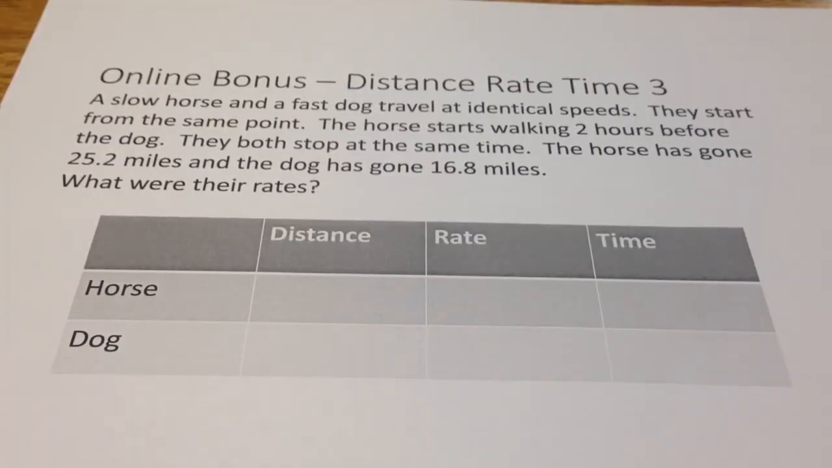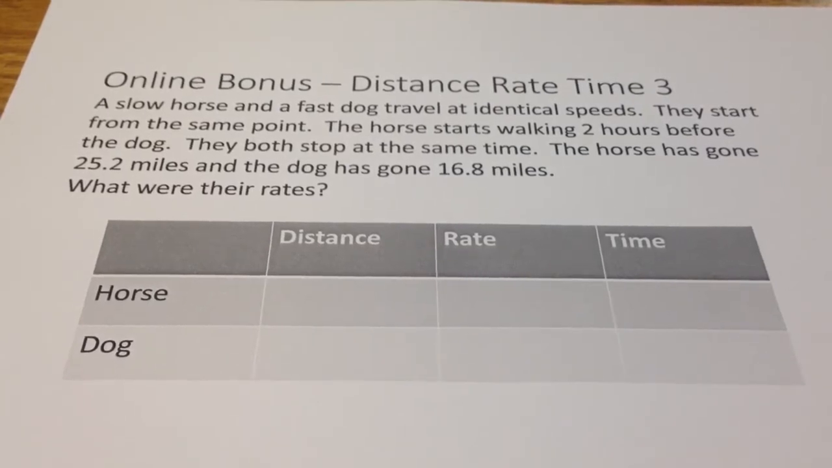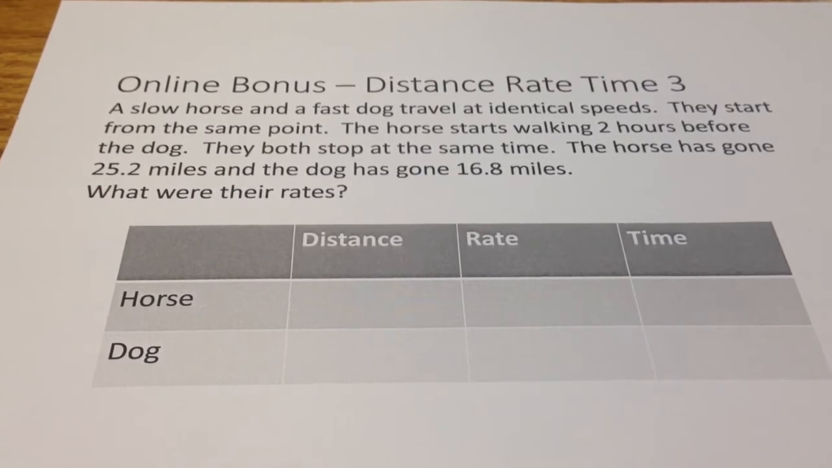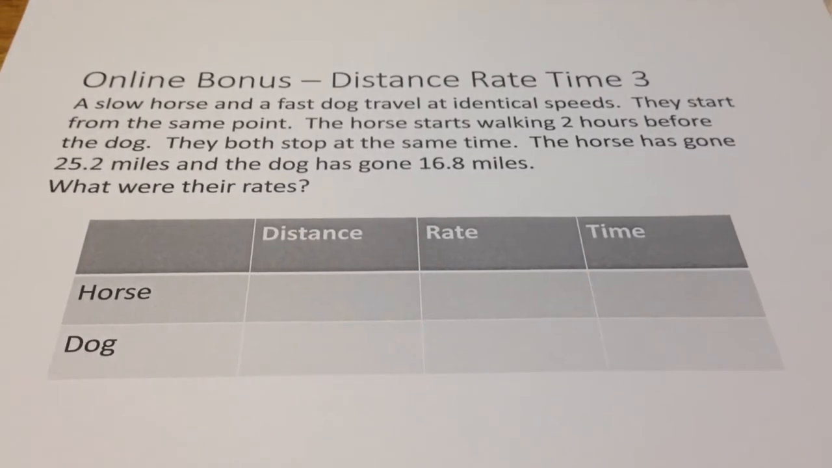All right, last one. This is actually probably the easiest one. We're doing it last. It was a warm-up. A slow horse and a fast dog are identical speeds. They start from the same point. The horse starts walking 2 hours before the dog. They both stop at the same time. The horse has gone 25.2 miles. The dog has gone 16.8 miles. What were their rates? So go ahead and try that real quick.